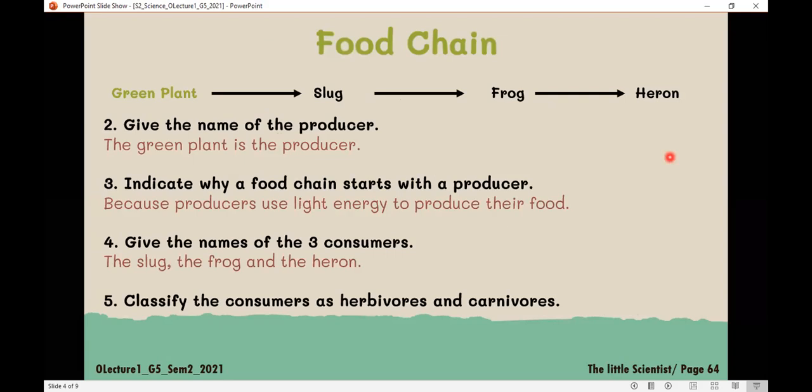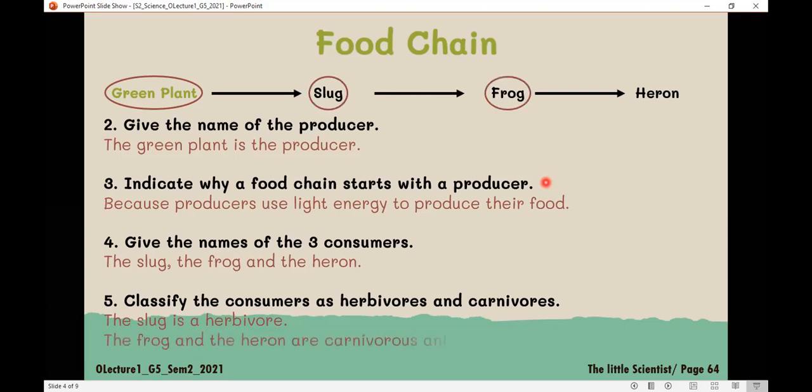Is the slug a herbivore or a carnivore? Herbivore. The slug eats green plants, so it is a herbivorous animal. What about the frog and the heron? The frog eats slugs. The heron eats frogs. So they are both carnivorous animals.